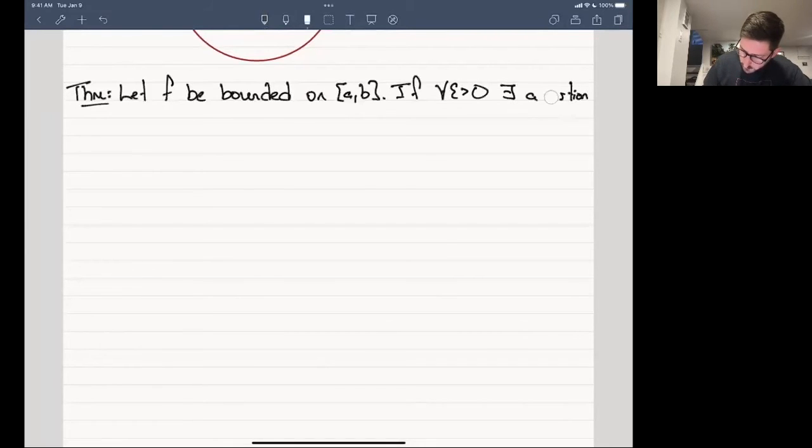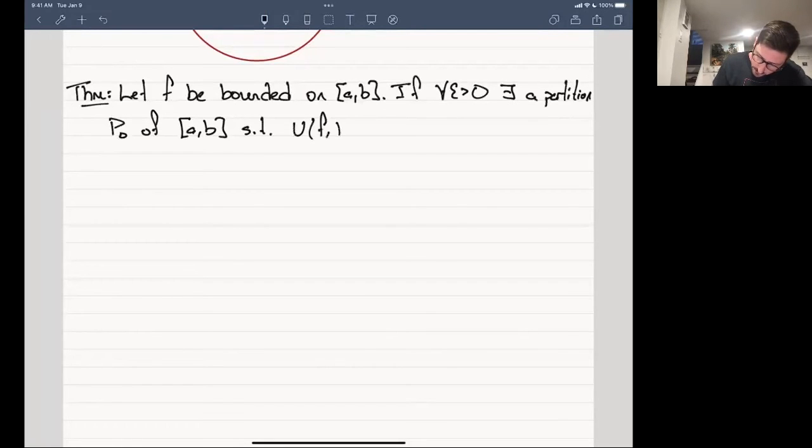Sorry, I spelled that wrong. There exists a partition, which we'll call P0 of [a, b], such that the upper sum using this partition minus the lower sum using this partition is less than epsilon, then your function is Riemann integrable.